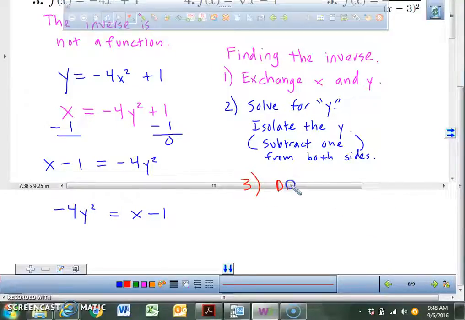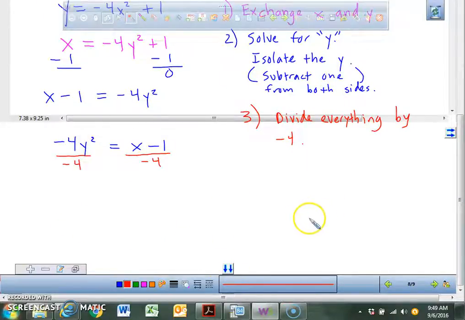Yeah, there we go. So right here, divide everything by negative 4. I'm going to divide all of this by a negative 4. Okay? So, we're going to have y squared equals x minus 1, all divided by negative 4.